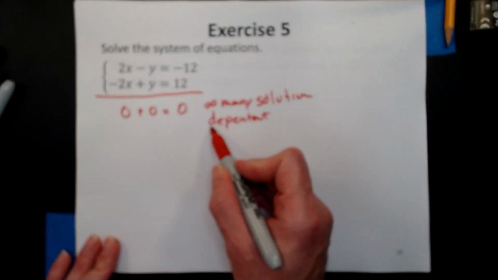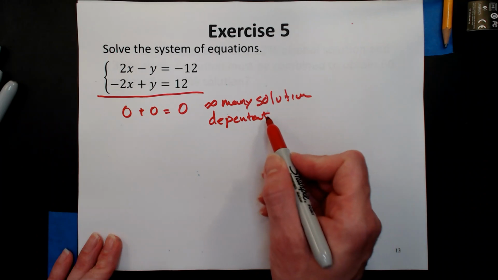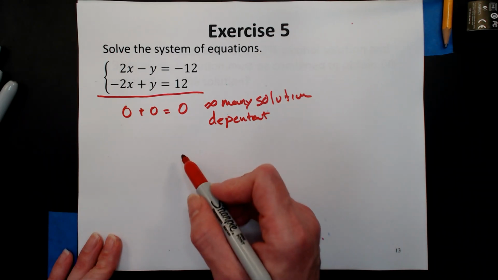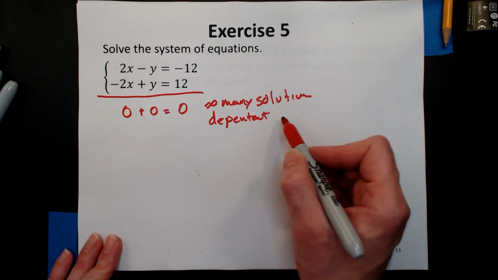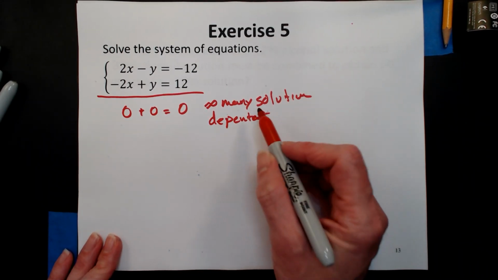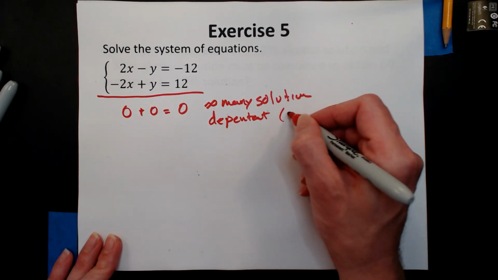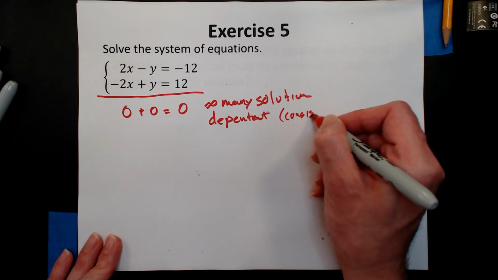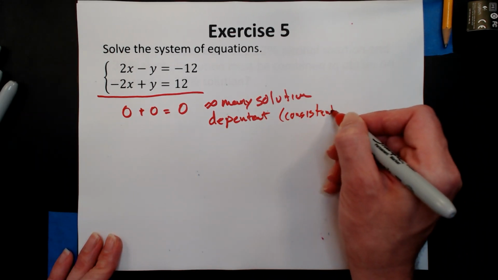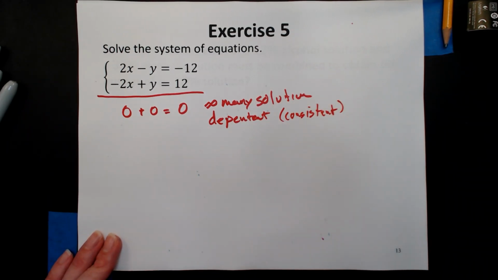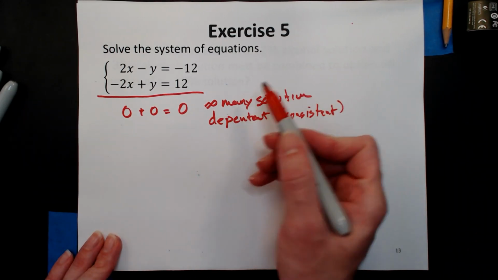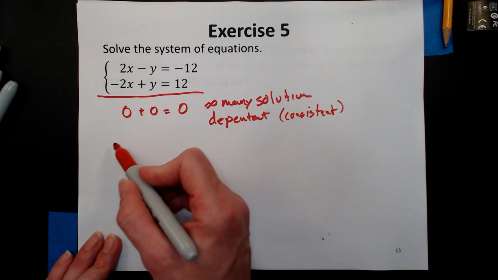It's dependent, and I lost my train of thought because I can't spell. It's dependent, and we're going to say it has infinitely many solutions. It's also consistent because it has at least one solution. But usually when you say something is dependent, it implies that it's consistent for us. And so what is the form of the solution?